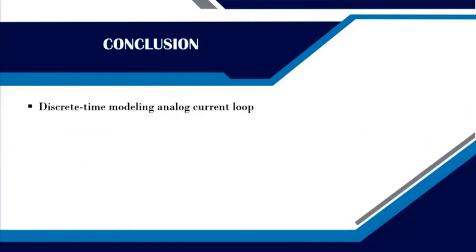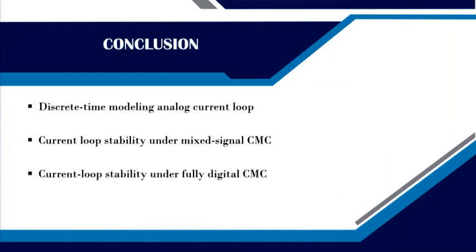So, in summary, we have discussed discrete time modeling with analog current loop. We have discussed the current loop stability under mixed signal current mode control. We have discussed current loop stability under fully digital current mode control, and in all these we have only considered the closed inner loop, the outer loop is still open. We saw that we can ensure inner loop stability when there is no closed loop controller. But once we have the closed loop controller, the stability requirement becomes more complicated, and we need the full model of the system.